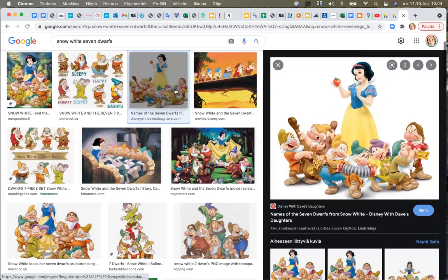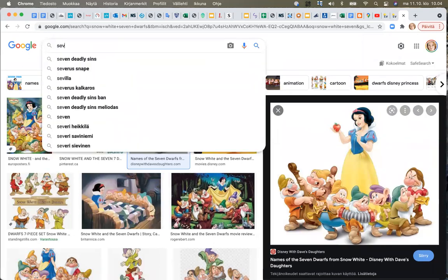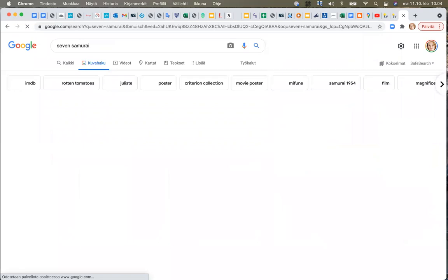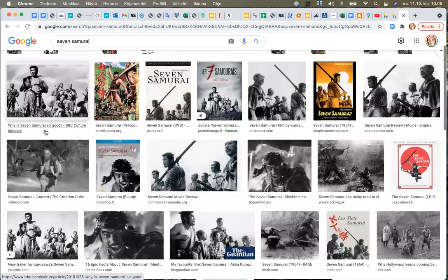Okay, so let's have some other combinations of 7. How many of you have seen a Japanese classic from Akira Kurosawa called Seven Samurai? If you haven't, then you should, because it's a very good movie, and it's an interesting way of how to put 7 characters so that you can remember all of them.